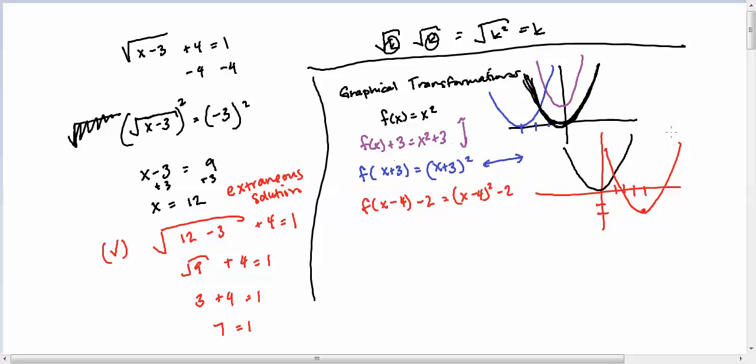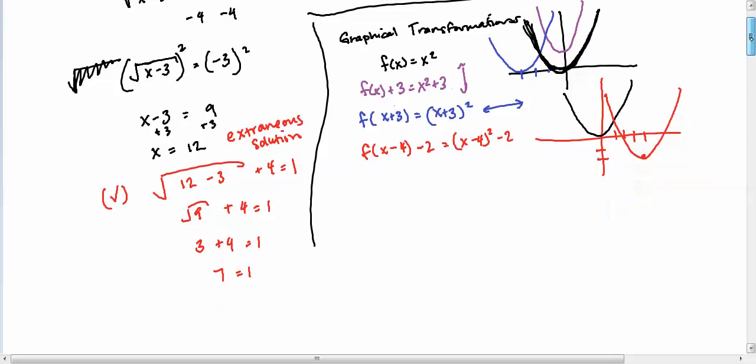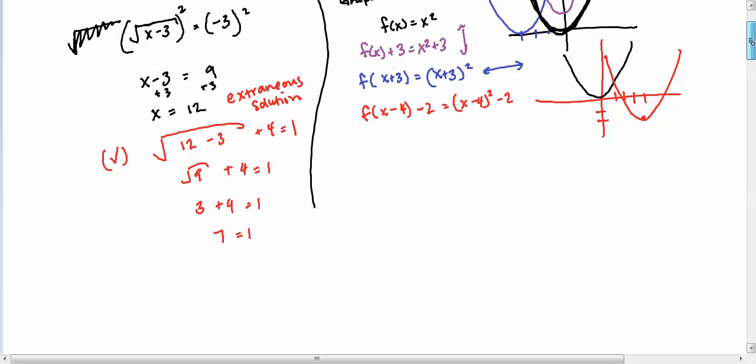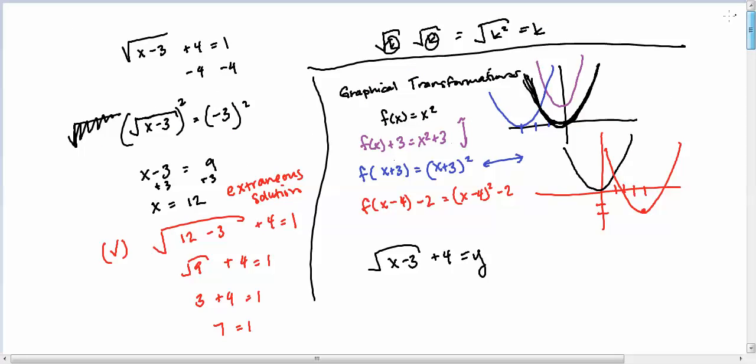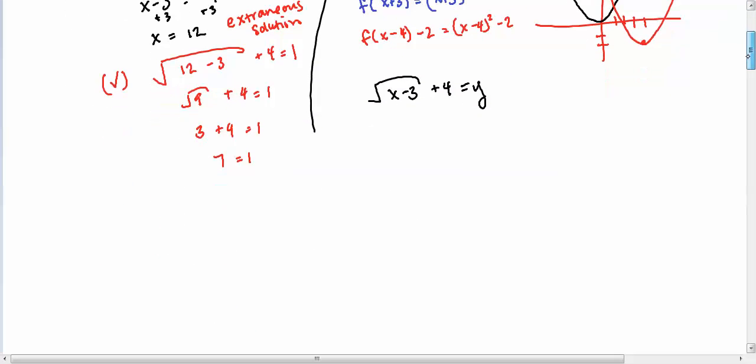All right. So what does this have to do with our problem? Well, I'm showing you this so we can get an idea. If I say, hey, let's graph this thing, the square root of x minus 3 plus 4, and I'm just going to set it equal to y for now. And I know you're saying, wait a second, you set it equal to 1 over here. And we'll get there. Give me a second. But let's set it equal to y so we can find what the graph looks like. And I'll tell you what the graph looks like.